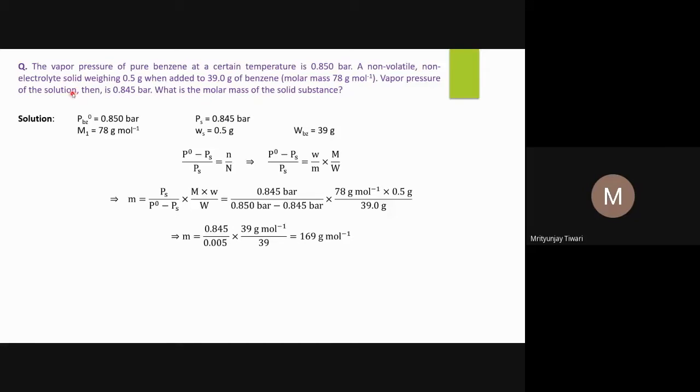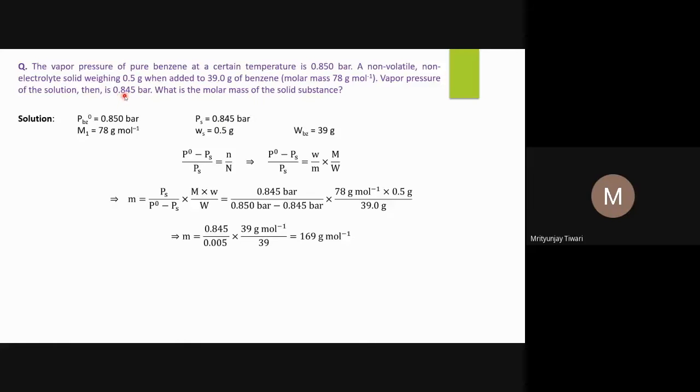So that is why non-electrolyte is mentioned. The solute is a solid, weighing 0.5 gram. Solid means it is non-volatile. This is the solute, and the benzene is the solvent because it is the liquid, and it is 39 gram of benzene, and you can see its mass is larger. So benzene is the solvent here. The molar mass of benzene you can also calculate, but it is given in the question as 78 gram per mole. And the vapor pressure of the solution, after adding this solute, decreases.